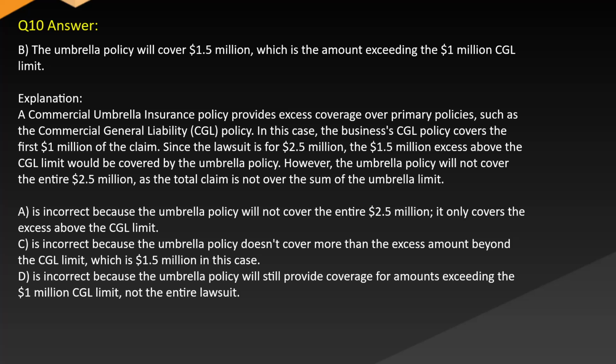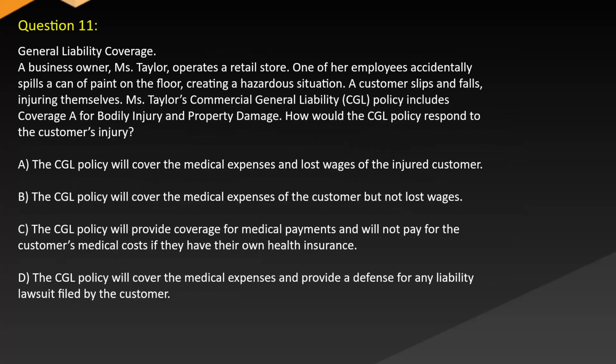A is incorrect because the umbrella policy will not cover the entire $2.5 million. It only covers the excess above the CGL limit. C is incorrect because the umbrella policy doesn't cover more than the excess amount beyond the CGL limit, which is $1.5 million in this case. D is incorrect because the umbrella policy will still provide coverage for amounts exceeding the $1 million CGL limit, not the entire lawsuit. Question 11.